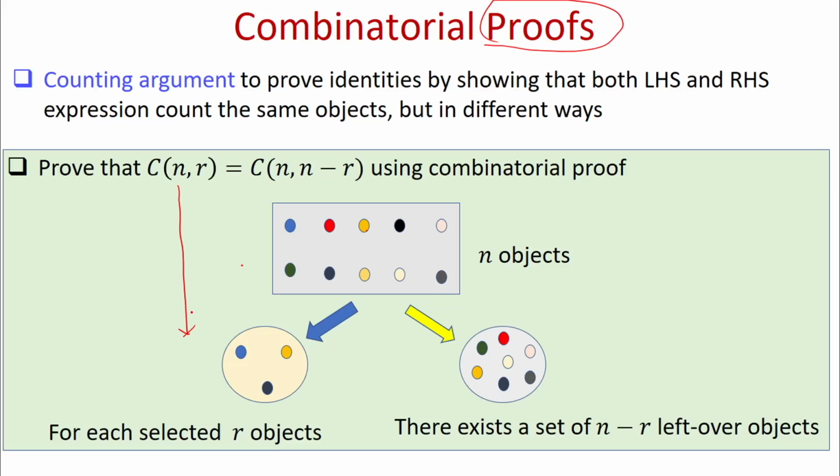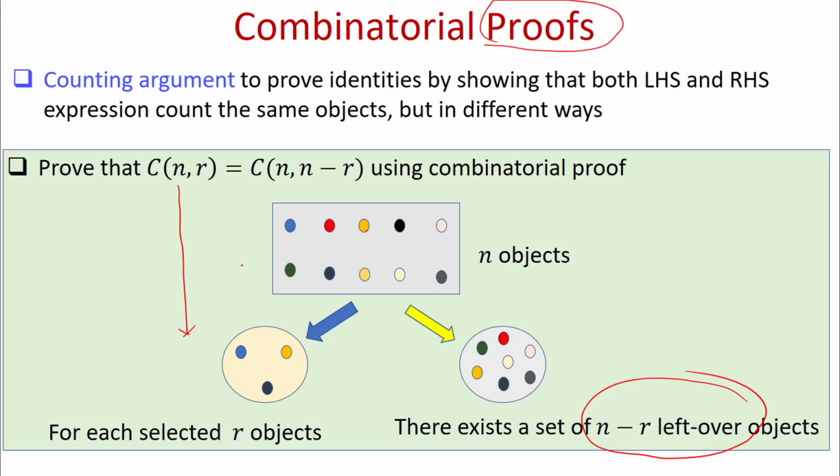So I can reinterpret my problem and say that instead of worrying about how many ways I can pick r objects out of n objects, I instead count the number of ways I will choose the n minus r objects which I want to leave. Because once I decide that these are the n minus r objects which I am going to leave, that automatically gives me the r objects which I will be taking or considering, right? So that's why it's easy to see that the LHS expression and RHS expression are the same. And we are counting two different things here.